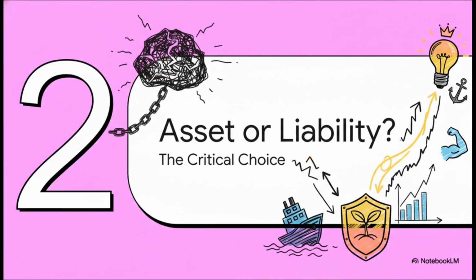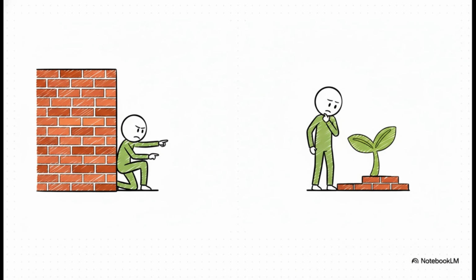So, this all leads to a huge choice. A critical choice, really. We all face disappointment, that's a given. But what we do with it, well, that's what defines our entire path forward. Are we going to let it become this crippling liability, or are we going to forge it into a powerful asset? Let's break that choice down. And this, right here, lays out the two paths so perfectly.